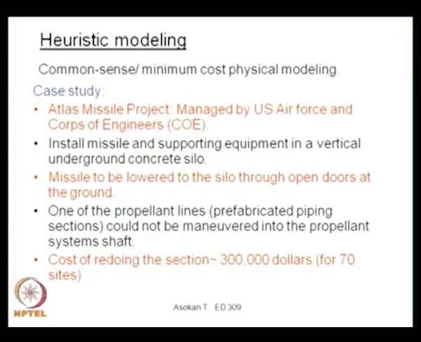If they could not maneuver this particular shaft into the silo, they would have to redo the complete section, and for all the sites it might cost around $300,000. They could not do it for many days and were trying to figure out what to do with this problem. And then this heuristic modeling method came to their help.